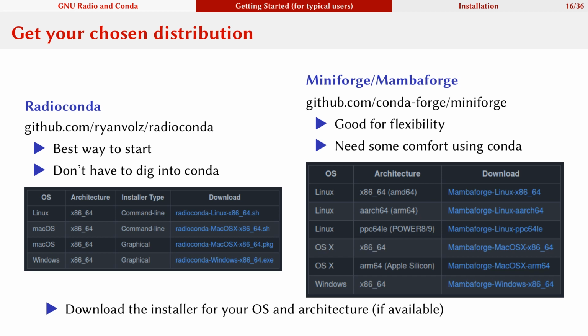But if you want a little more flexibility, I do recommend the miniforge or mambaforge distributions. So what you'll do is go to either one of these GitHub sites and download the installer for your operating system and architecture. If that combination is not available, then seek me out and we can talk about trying to make it available.